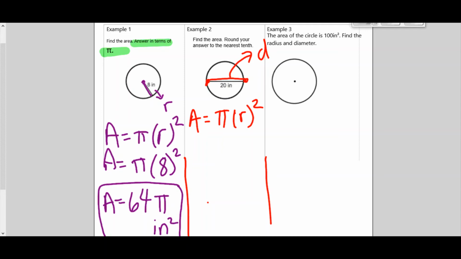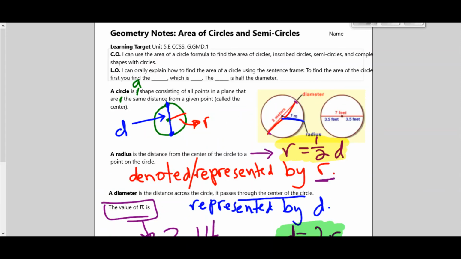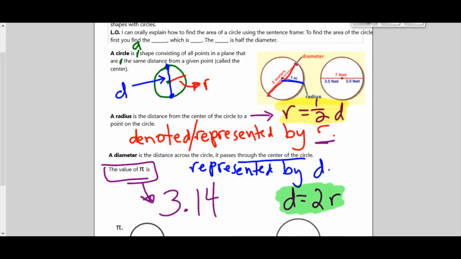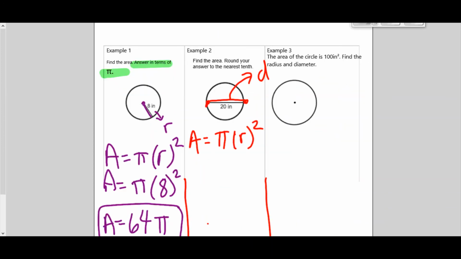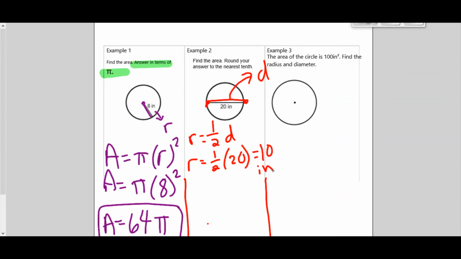So if you flip back and go back, remember the radius is half the diameter. It's the one that I had in yellow. So I wanted to find the r, so r is 1/2 the diameter. So 1/2 of 20 is my radius. So let me erase this part right here. So my r is 1/2 of the diameter, sorry, 1/2 of 20, which is 10. So my radius is 10 inches. Now I can find the area.